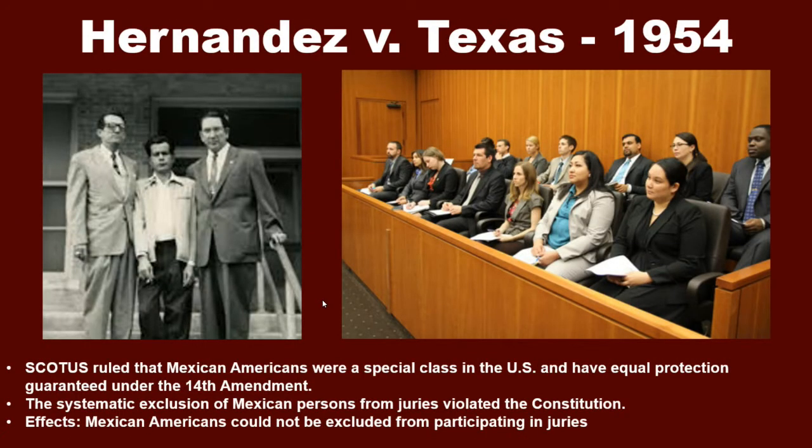All right, and then in 1954, we get a big case for Hispanics here in Texas with Hernandez versus Texas. SCOTUS, the Supreme Court of the United States, is going to rule that Mexican Americans were a special class in the United States, and therefore they have equal protection guaranteed under the 14th Amendment. And so the systematic exclusion of Mexican Americans from juries in Texas was a violation of the Constitution. From that point on, the Mexican American community was identified as its own special class, and they had to be included in all future juries.